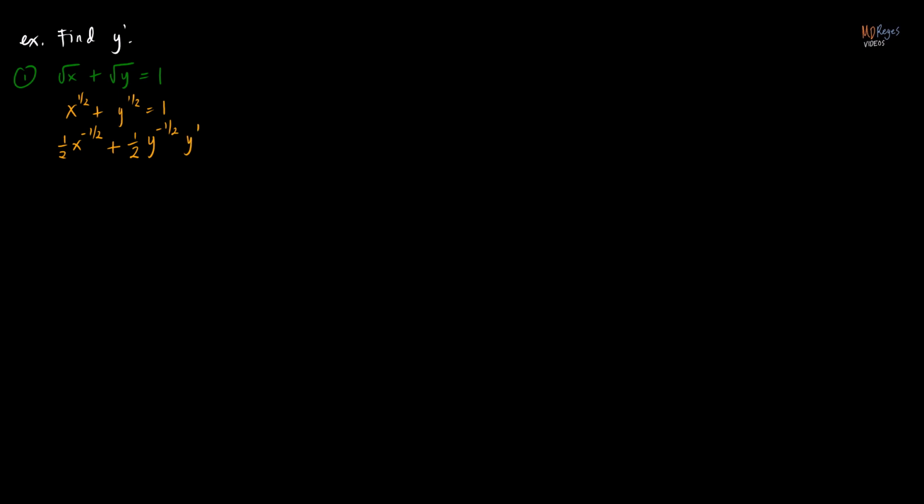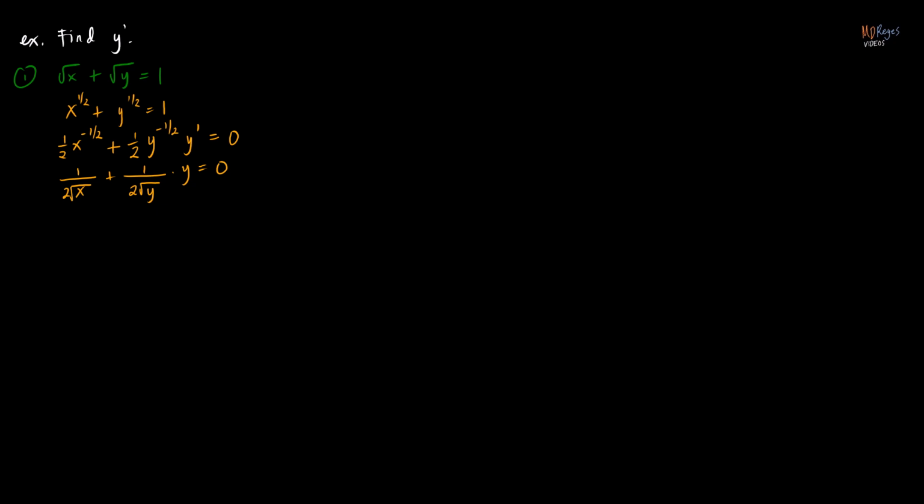So that's the derivative of y with respect to x equals the derivative of the constant 0. Now we'll just have to solve for y prime. Simplifying the first term, we'll have 1 over 2 x raised to 1/2, or that is 1 over 2 square root of x, plus 1 over 2 square root of y times y prime equals 0.